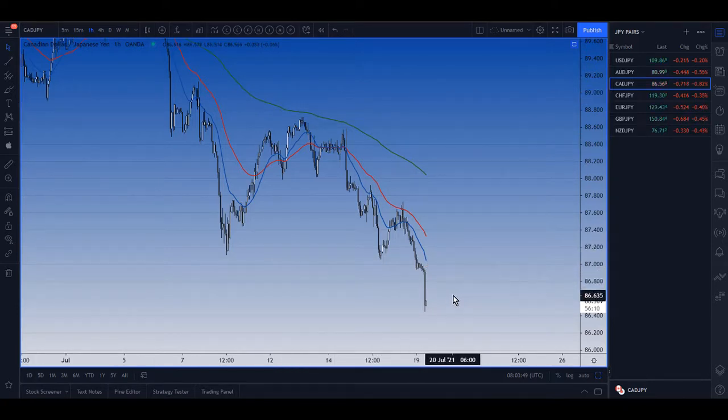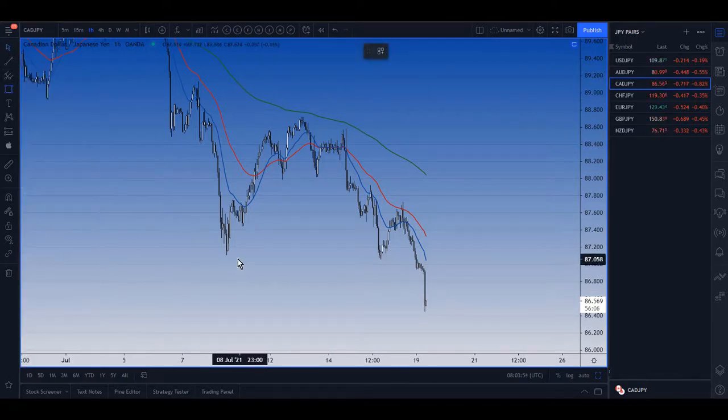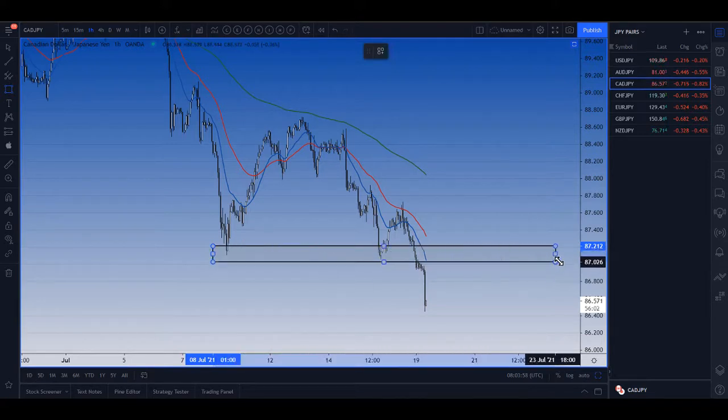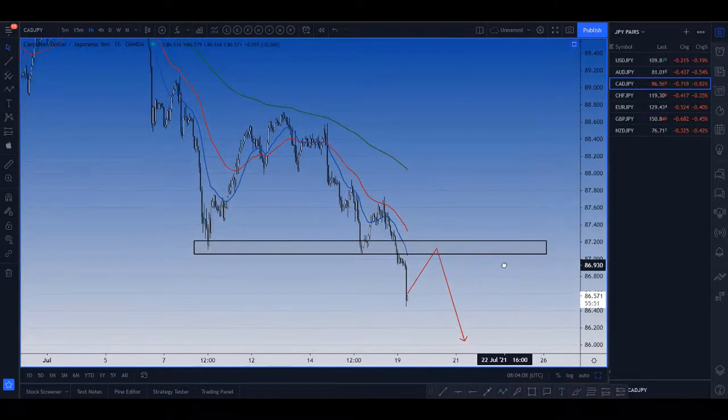Now that does actually look like a nice area, and I'll show you why. Because we've got these lows here. Okay, this was support. It's broken now. You know, what do we do when a level is broken? We look for price to come back in. We look for it to sell off again. So that's what you can look for today.